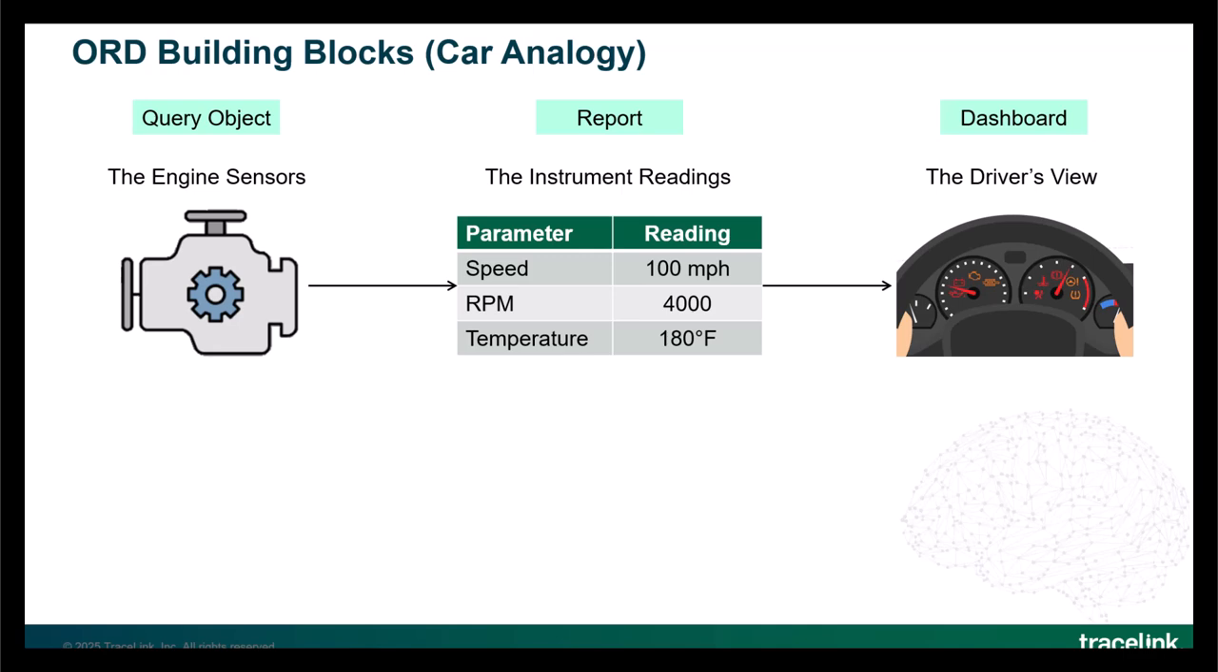The report is like the instrument readings. The data from those sensors is displayed in meaningful ways, like how your speedometer shows speed or your fuel gauge shows levels. That's your report. It organizes and presents raw data into clear, structured insights so you can understand what's going on.